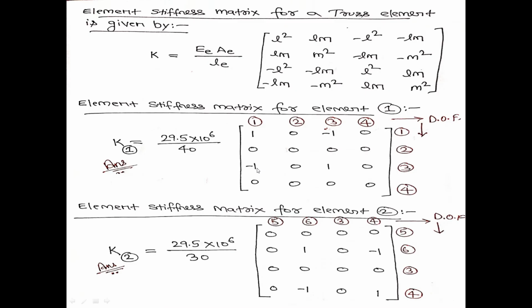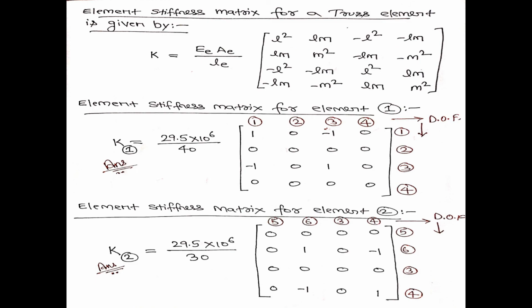That means the size of the global stiffness matrix will be an 8 cross 8 matrix, 8 rows and 8 columns. The 8 rows represent the 8 degrees of freedom, and the 8 columns also represent the 8 degrees of freedom. For example, say I want to find this particular value, the entry 1 1, the intersection of row 1 and column 1. Let us find out from each equation where 1 1 is present.